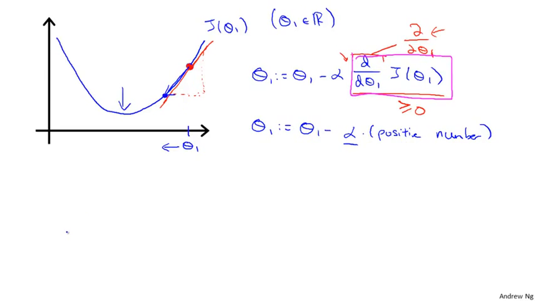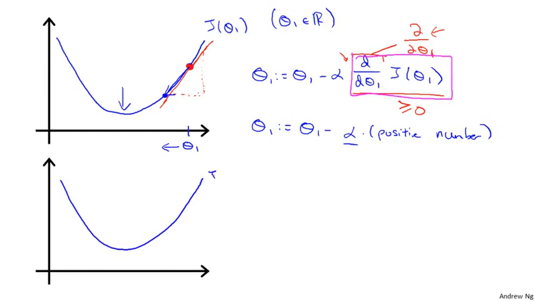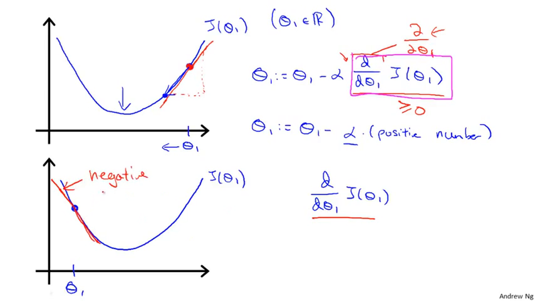Let's look at another example. So let's take my same function J. Let's try to draw the same function J of theta 1. And now let's say I had instead initialized my parameter over there on the left. So theta 1 is here, at that point on the surface. Now my derivative term, d/d theta 1 of J of theta 1, when evaluated at this point, is the slope of that line. But this line is slanting down, so this line has negative slope. Alternatively, I say that this function has negative derivative, which just means negative slope at that point. So this is less than or equal to 0.